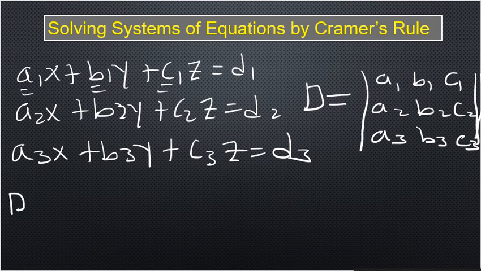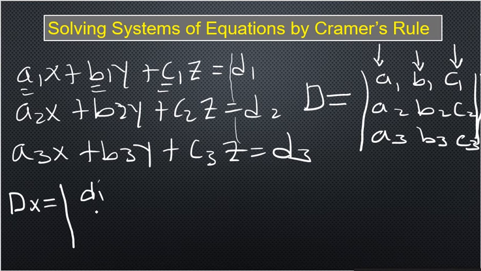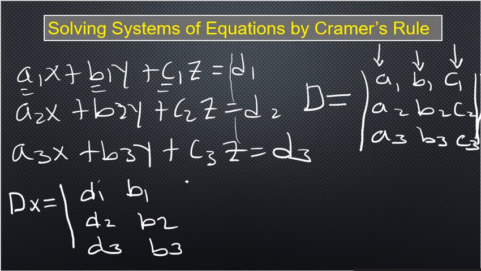And then we need to find Dx. Dx means the first column corresponds to x, the second column corresponds to y, and the third one corresponds to z. So the first column will be replaced by the constants. It's going to be d1, d2, d3, and the second one as it is, b1, b2, b3. The third one again as it is, C1, C2, C3. This is Dx according to Cramer's rule.